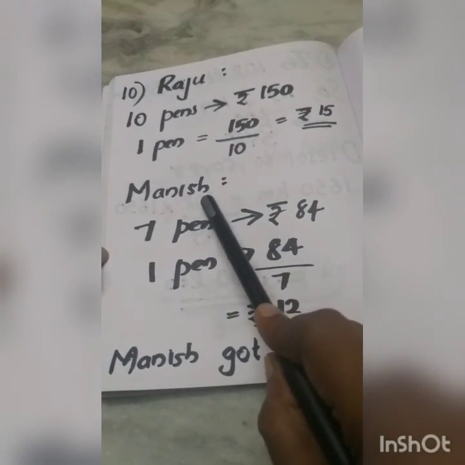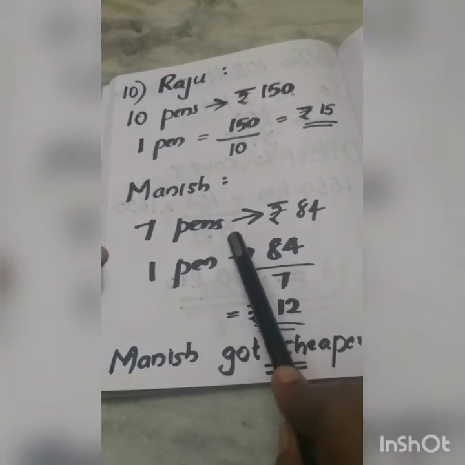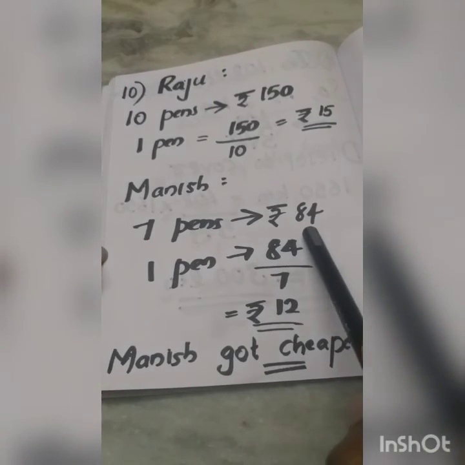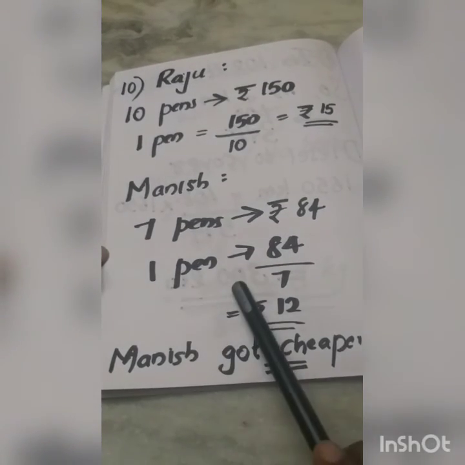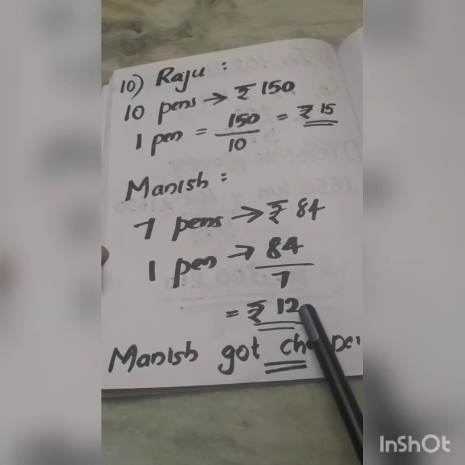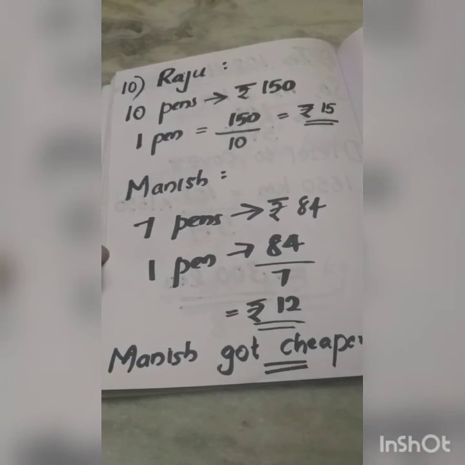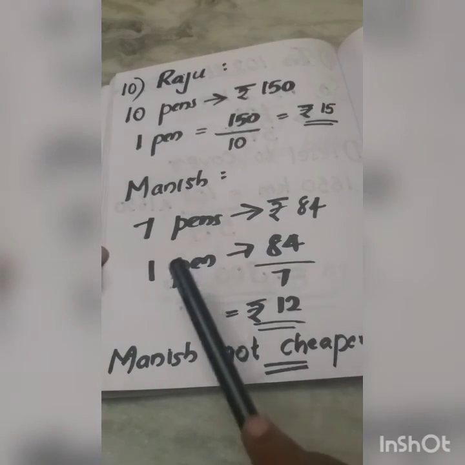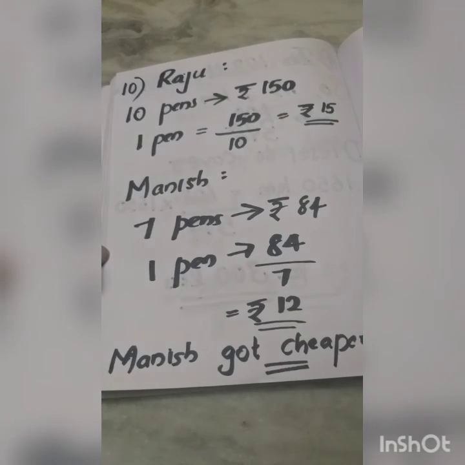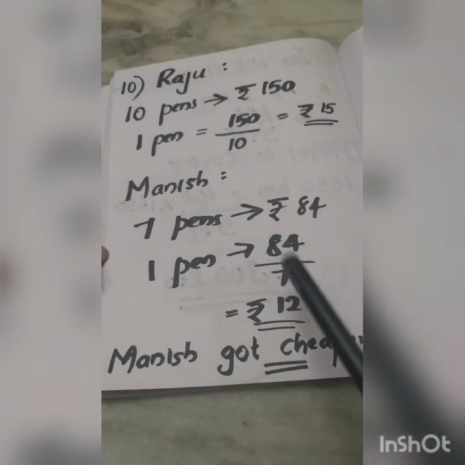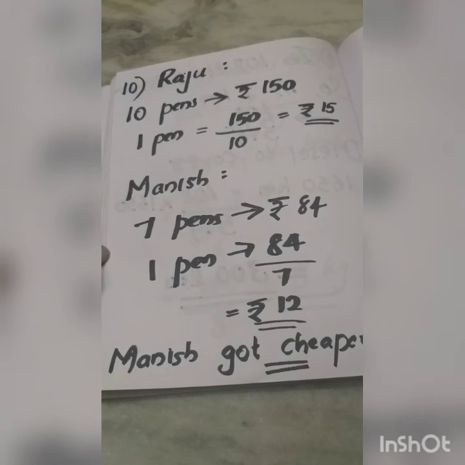Now the case of Manish. 7 pens he bought, for rupees 84. So what will be the cost of 1 pen? 84 by 7 is equal to rupees 12. So the cost of 1 pen for Raju is rupees 15 and rupees 12 for Manish. So you know 15 is greater than 12. So who got it cheaper? Manish got the pen at a cheaper rate.